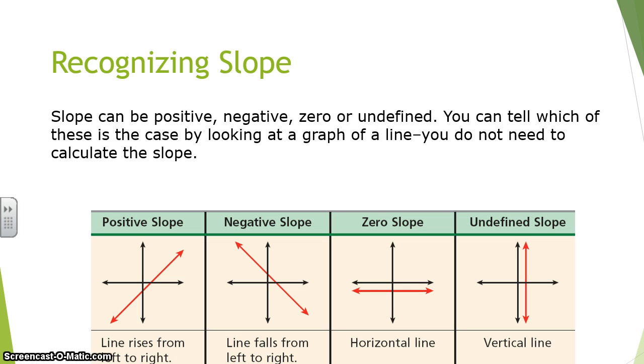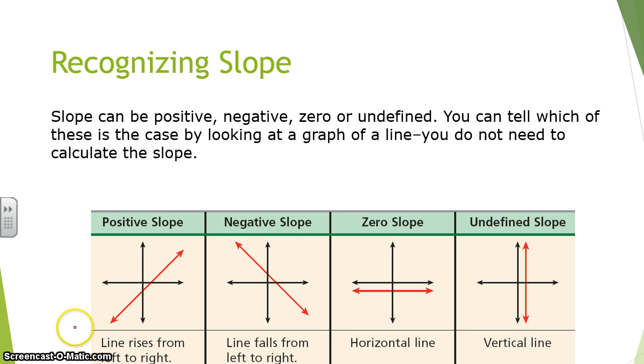You will also see different types of slopes in this section. Slope can be positive, negative, zero, or undefined. You can tell which of these is the case by looking at a graph of a line. You do not need to calculate the slopes when they're wanting you to recognize them. So notice the first slope provided for you is a positive slope.